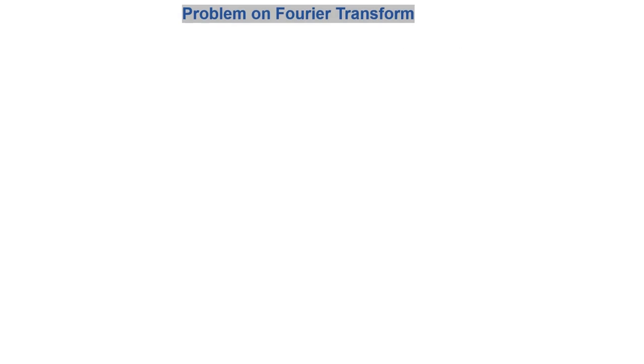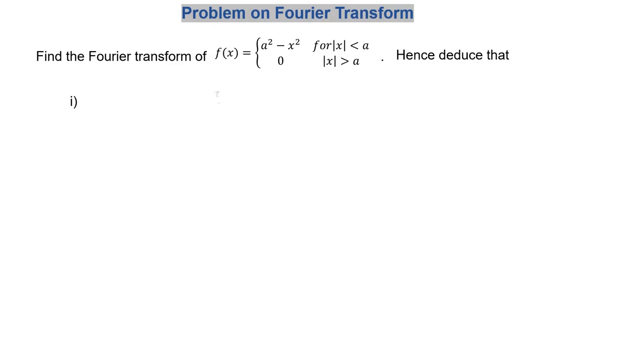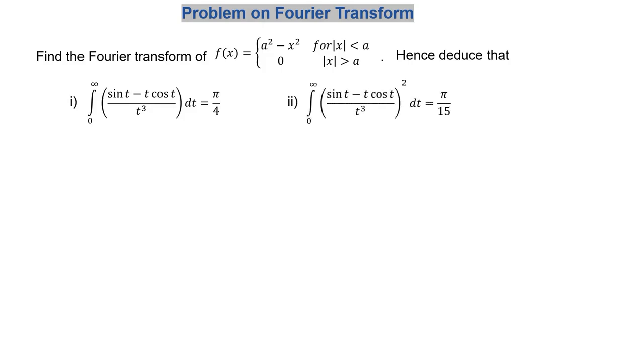Hence, deduce that the first subdivision is the integral from 0 to infinity of (sin t − t cos t)/t³ dt = π/4, and the second subdivision is the integral from 0 to infinity of ((sin t − t cos t)/t³)² dt = π/15.